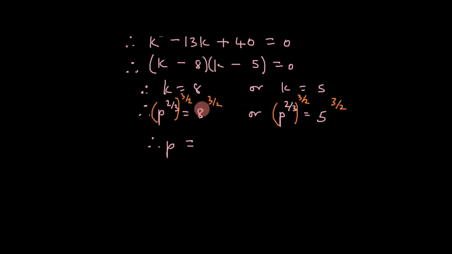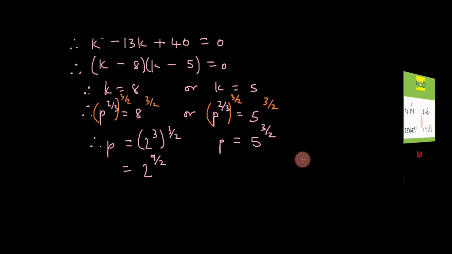Now we can use prime factors of 8. It's 2 cubed. And multiplying the powers here, we get 2 to the 9 over 2. And here we get p equals 5 to the 3 over 2.